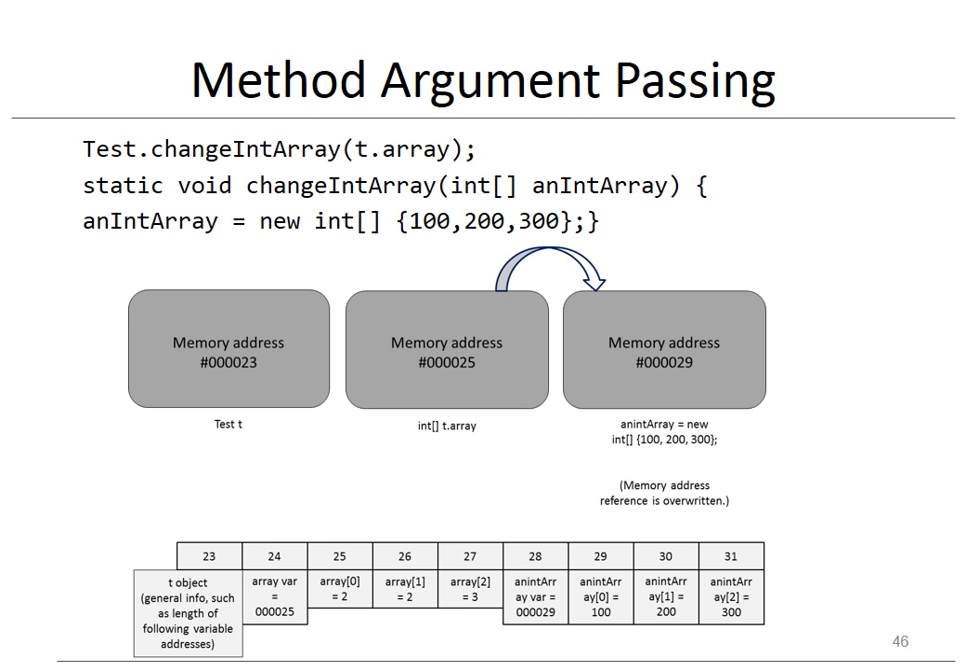Let's now see what happens when we call the method changeIntArray. As previously, we pass the value of memory address 25 to this method, which is there known as the variable intArray. However, this address is then overwritten by creating a new integer array with values 100, 200, and 300 stored at, let's say, memory address 29. If we then print out the value of t.array[0] in the main method, it will still refer to memory address 25, or in other words, print out the value 2.